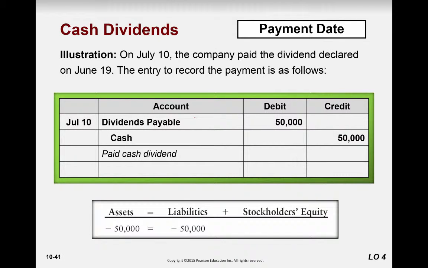Then on July 10th, the payment date, we actually paid the dividend. So we paid the full $50,000. We're going to debit dividends payable and credit cash. Now we are on this side of the equation. This is our cash, and here is our payable that we are reducing.